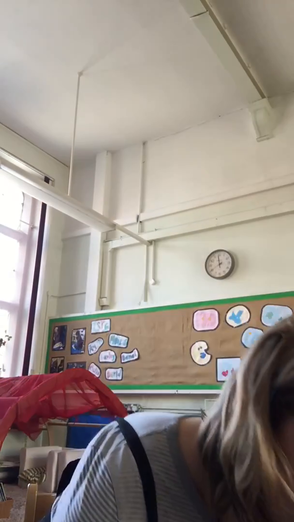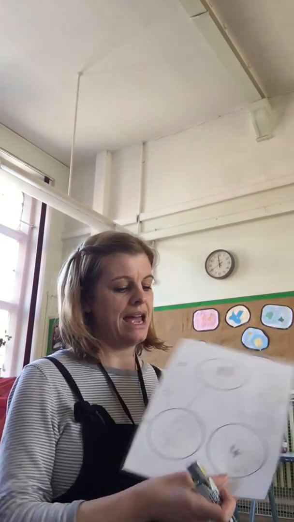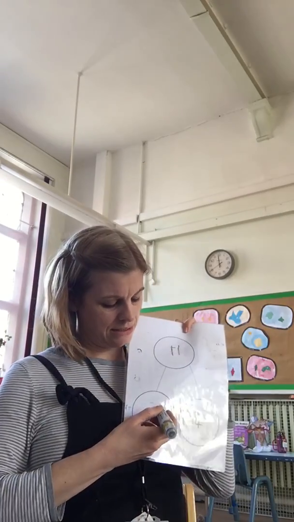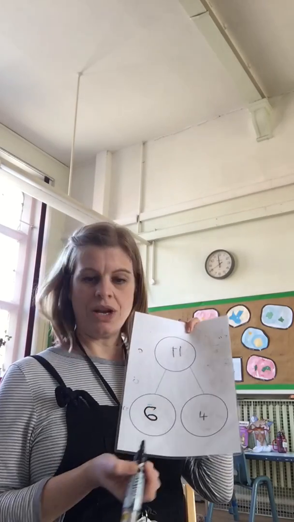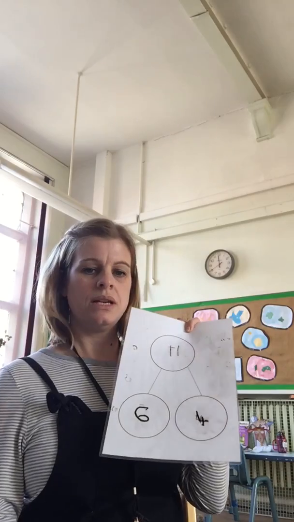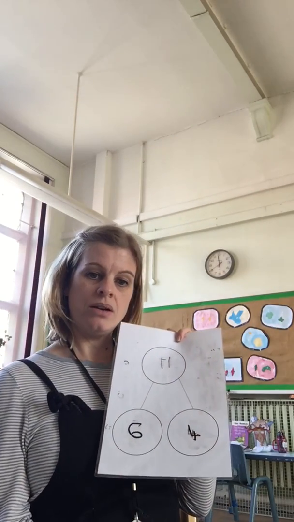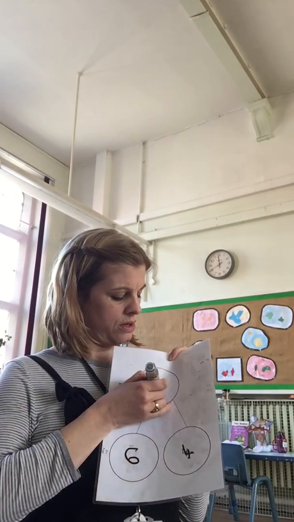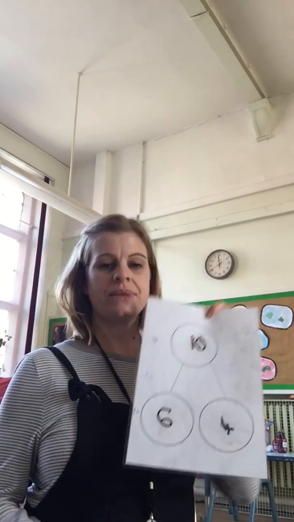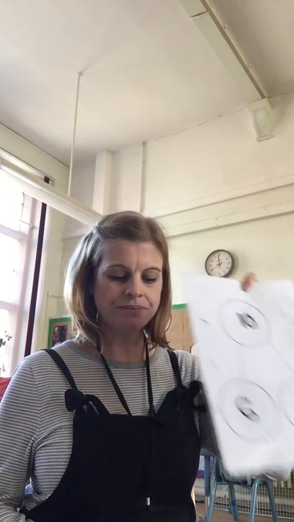I was going to do that on my part whole model. I had 6 in one hand. I had 4 in the other hand. So that was one part was 6, the other part was 4, and my whole was 10. 6 add 4 is the same as 10.